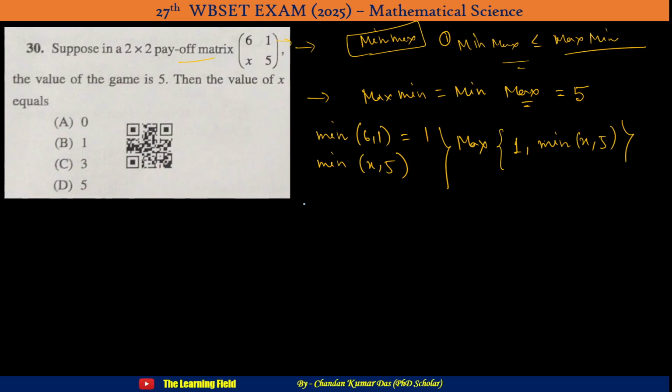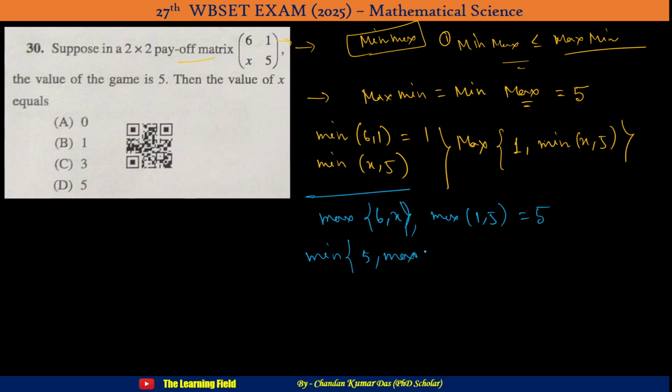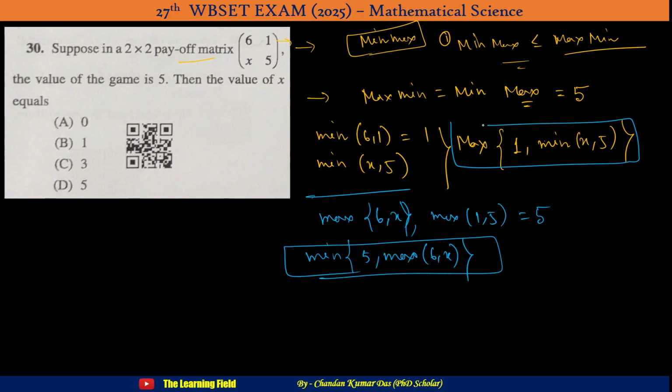Now we consider the columns, which give us the min max. The maximum of 6 and x is one thing, and the maximum of 1 and 5 is equal to 5. So the min max is the minimum of this 5 and the maximum of 6 and x. These two things should be equal. Now what is the value of x? You have to find it so that they are equal.